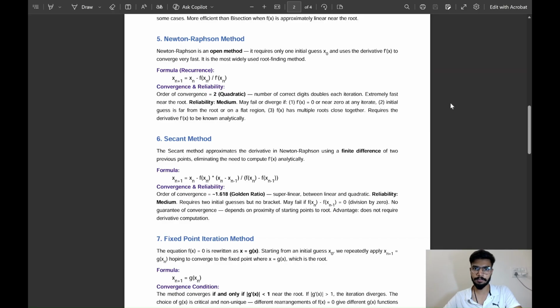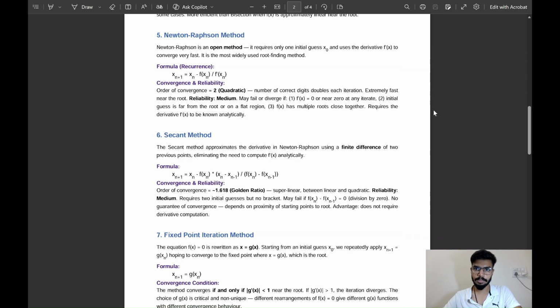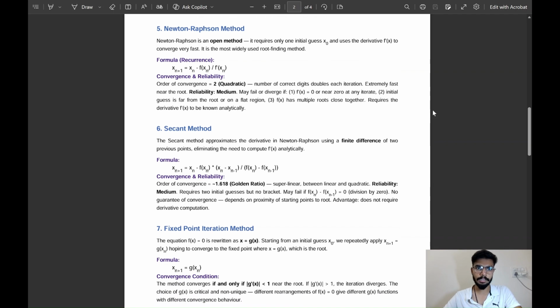Reliability is medium, and it may fail or diverge if f'(x) is equal to 0 or near 0 at any iterate. It also requires the derivative f'(x) to be known.